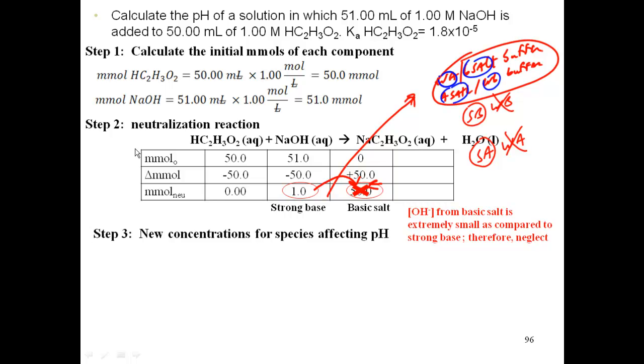Other scenarios you may run into. I may get a strong acid and a strong acid. Well, both of them are strong, so they're both doing 100%. So this is contributing some hydronium ion, right? Every drop. This is contributing some hydronium ion every drop.